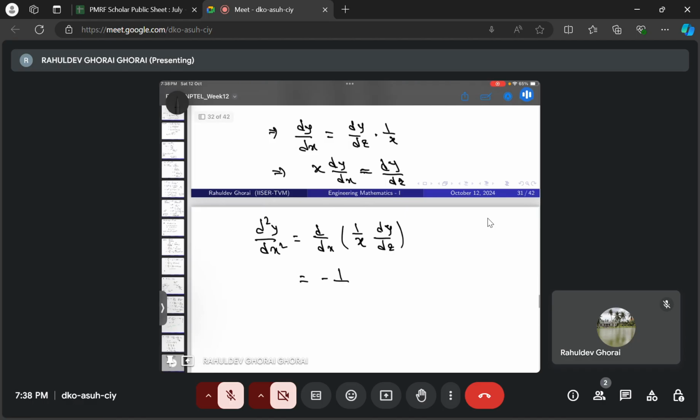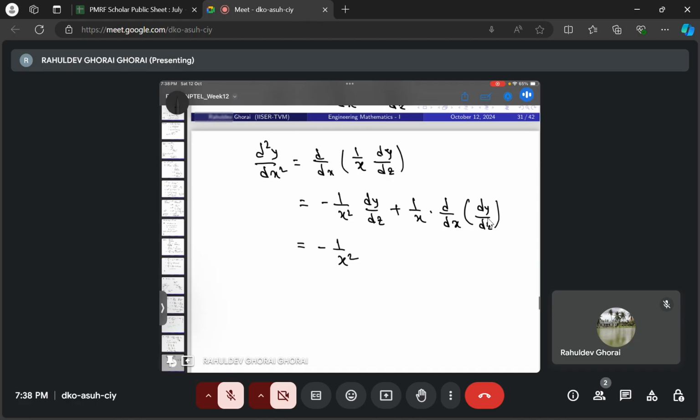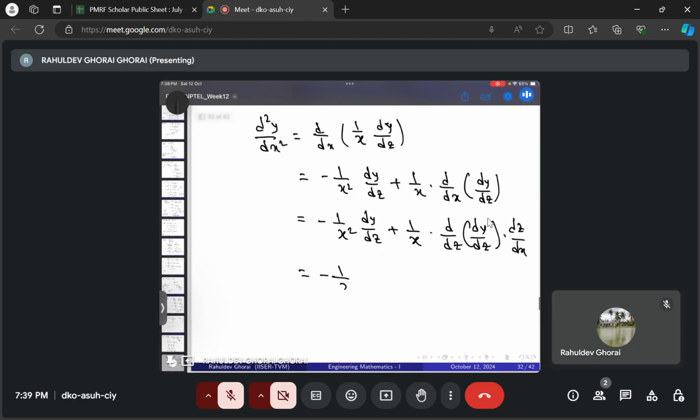That implies minus 1 over x square dy/dz plus 1 over x times d/dx of dy/dz. That gives you minus 1 over x square dy/dz plus 1 over x times d/dz of dy/dz times dz/dx. Again, you know dz/dx is 1 over x, so it will be minus 1 over x square dy/dz plus 1 over x, and from here you have 1 over x, so it will be 1 over x square, and this will be d2y/dz2.